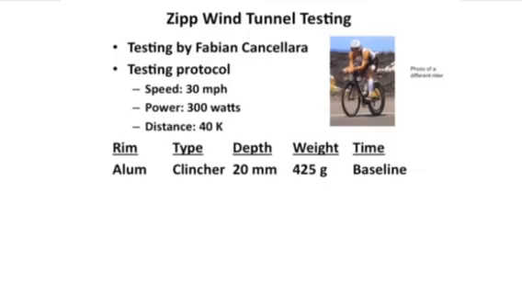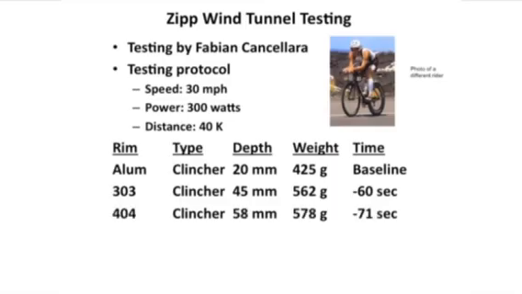These are all clinchers with a depth of 20 millimeters and a weight of 425 grams. Whatever that amount of time was, that established a baseline for subsequent comparisons with carbon rims. In the case of the Zipp 303, the depth is 45 millimeters. Notice that the weight of the 303 is higher, it's greater than the aluminum rim, but Fabian Cancellara was able to ride the time trial in 1 minute less time.